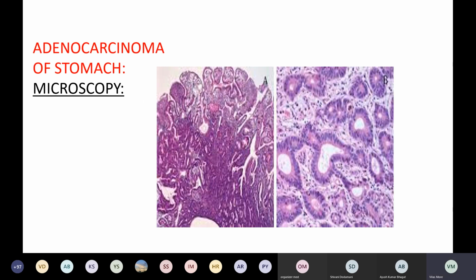This is the microscopy of adenocarcinoma of the stomach. The most common tumor of the stomach is adenocarcinoma. As you know, adenocarcinoma is a tumor arising from the glandular epithelium, which forms gland-like structures and may not be functional. So this is the microscopy of adenocarcinoma of the stomach.